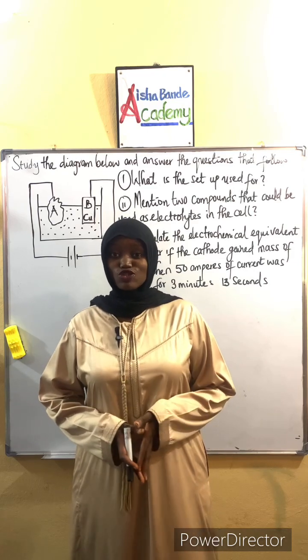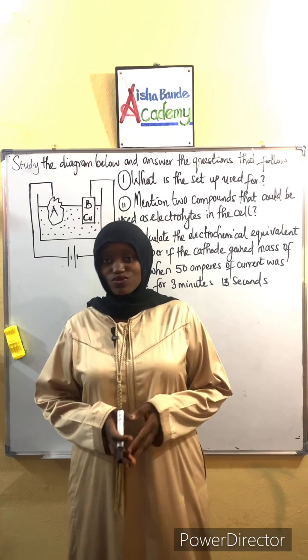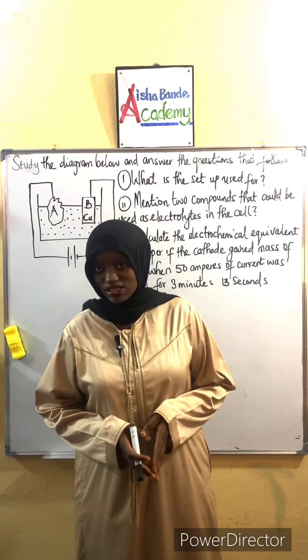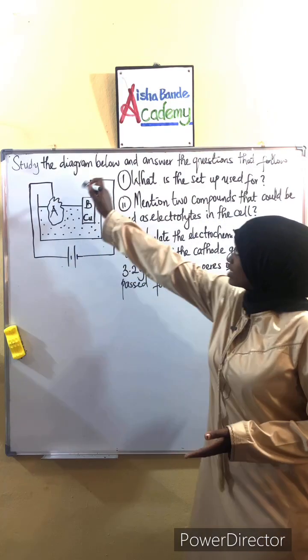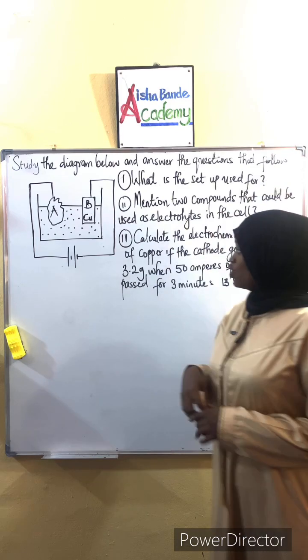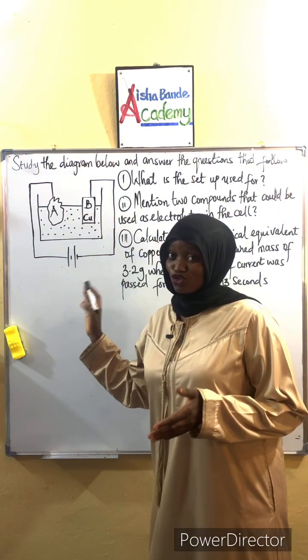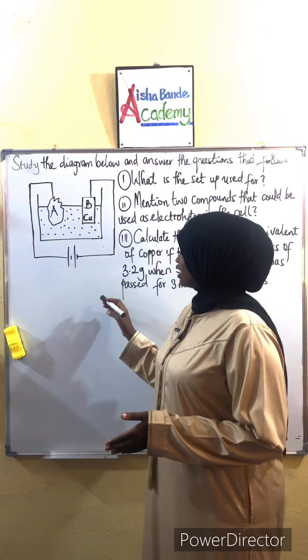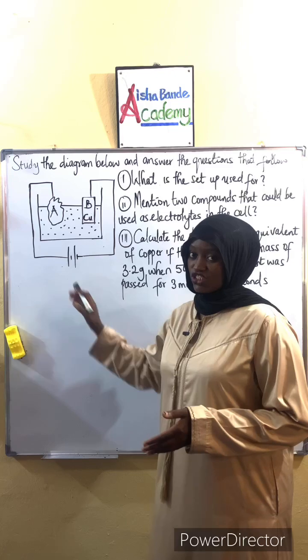So, we have a question to solve today, which is under a topic in chemistry known as electrolysis. So, let's begin. The question says that we should study the diagram below and answer the questions that follow. So this is the diagram we are to study. Please, this diagram is not drawn to scale, okay? But the most important thing is for us to see how the diagram has been sketched, okay?